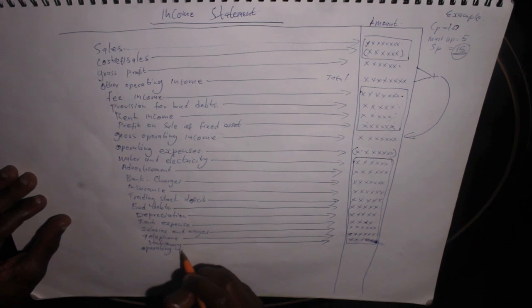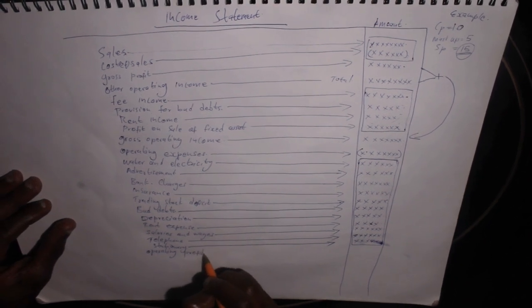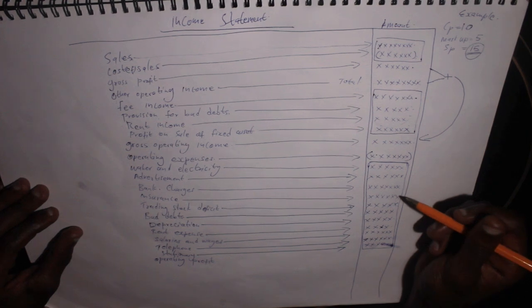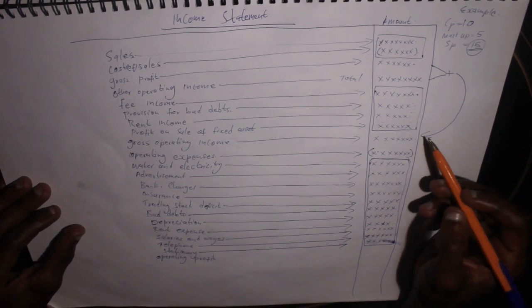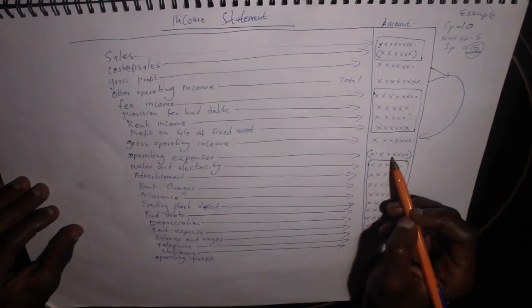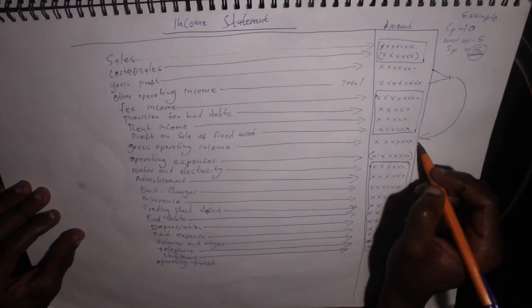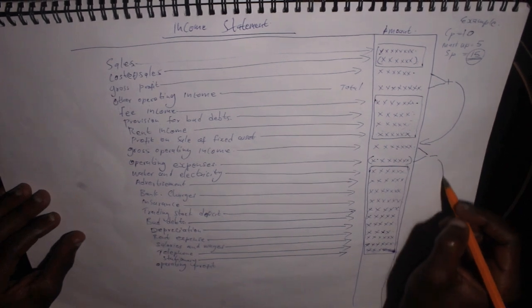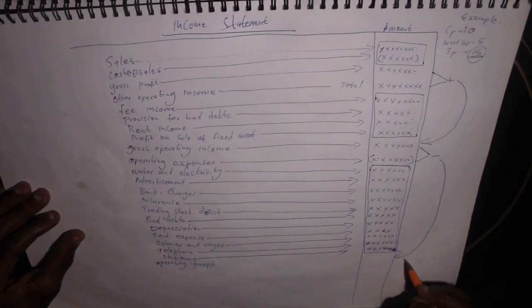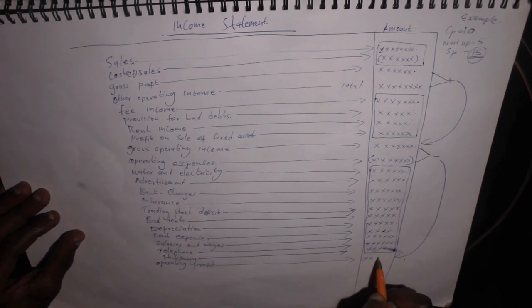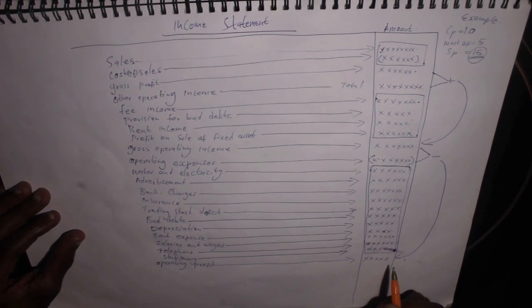Operating profits. Now, how to get your operating profit? It's very simple. You simply take your gross operating income, you minus all operating expenses. So this minus this will give you your gross operating profit. I believe we are still together and we are moving.